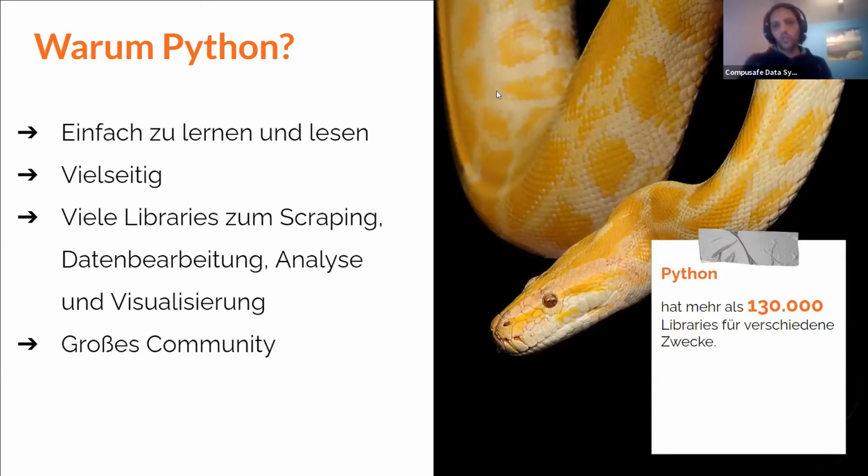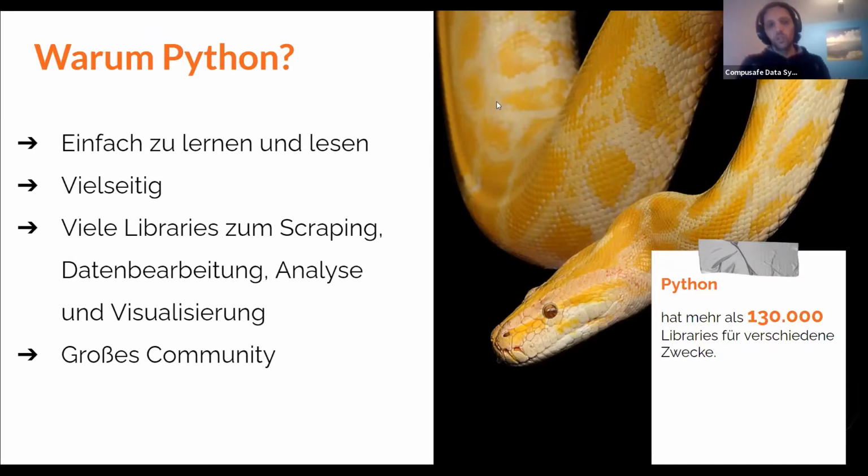Also, the code can be more readable because Python imposes certain constraints about how you write the code. You have to tabulate. So if you want to, for example, write a function, what's inside the function is shifted a bit, so you can see clearly what is inside the function and what is outside of it.